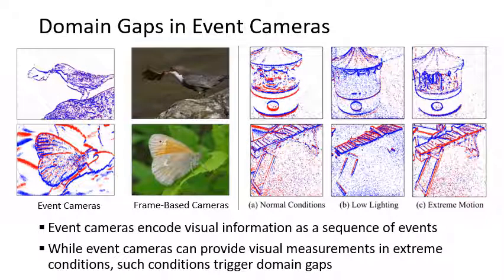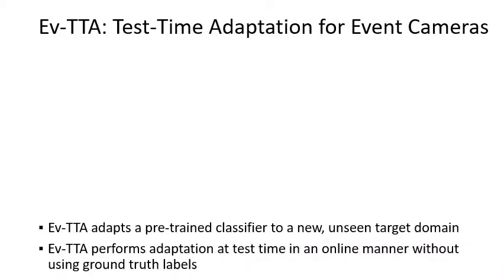However, events recorded under extreme conditions trigger domain gaps. As you can see on the right, in low lighting, object edges tend to disappear, and in extreme motion, certain edges contain more densely packed events. These changes lead to performance deterioration, which is a big challenge for deploying event-based vision algorithms.